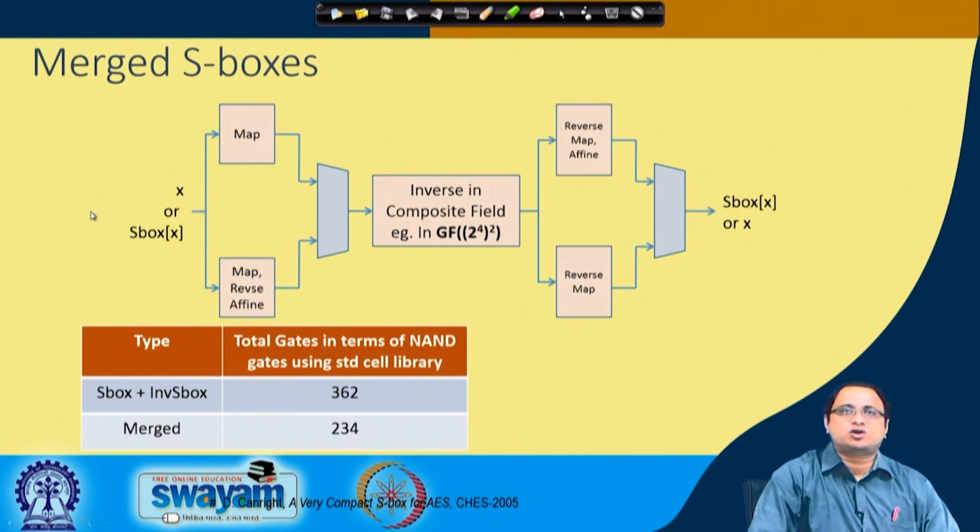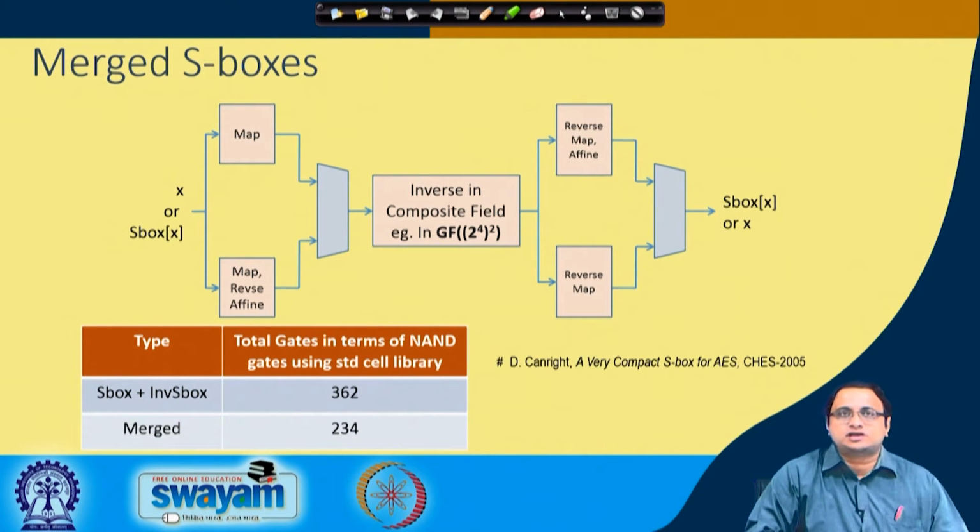Likewise, you can also merge the S boxes. When you merge the S boxes, there are certain improvements that you can make. As we have seen how we can merge the mixed column operation and the inverse mixed column operation, likewise we can also merge the S box and the inverse S box operations. Okay. And that can also lead to opportunities for saving. So here is an example of how we can do that.